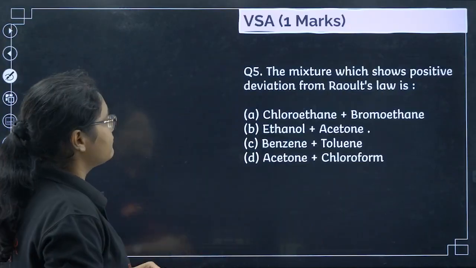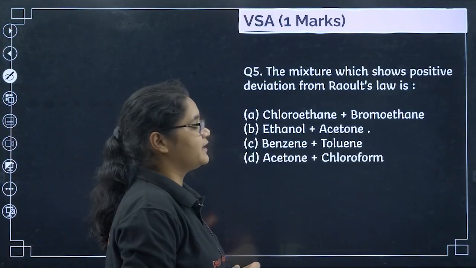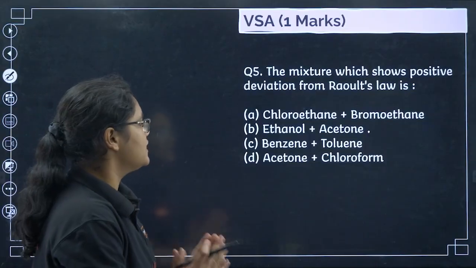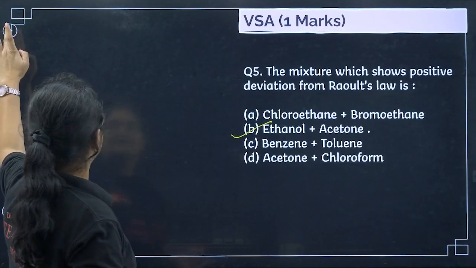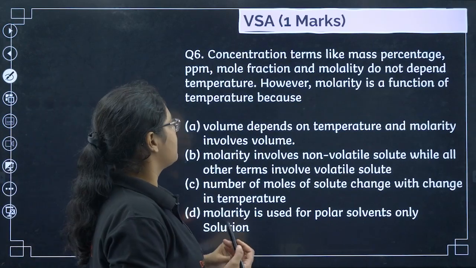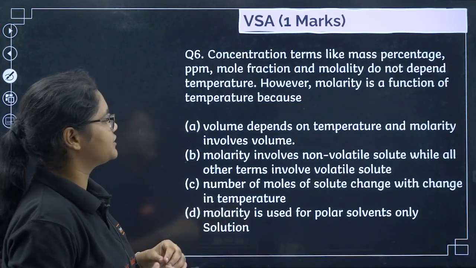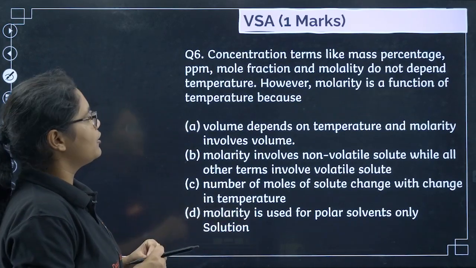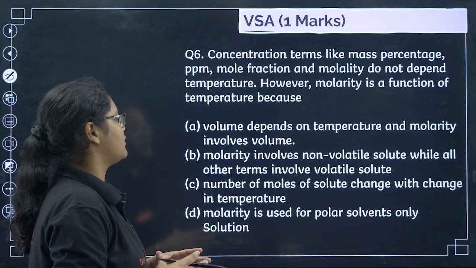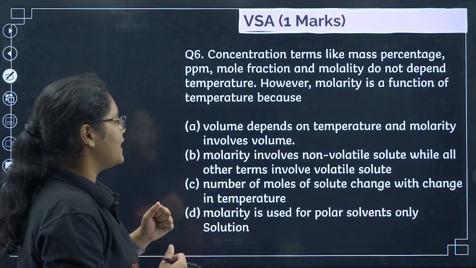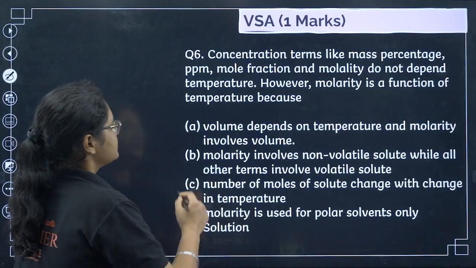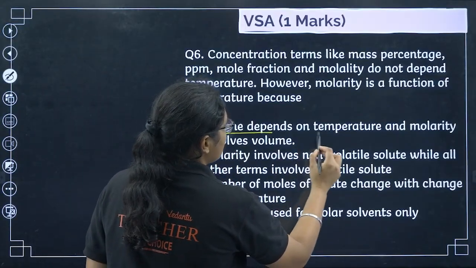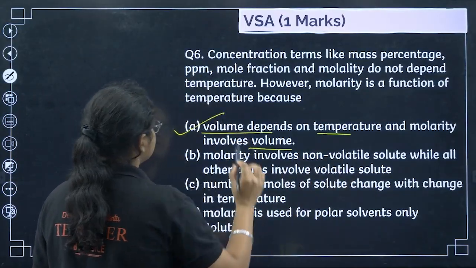Next, question number 5, the mixture which shows positive deviation from Raoult's law is: positive deviation is your ethanol and acetone. Next question, concentration terms like mass percentage, ppm, mole fraction and molality do not depend on temperature. However, molarity is a function of temperature, because molarity has volume in the formula and volume depends on temperature.